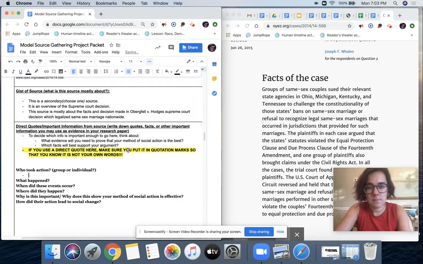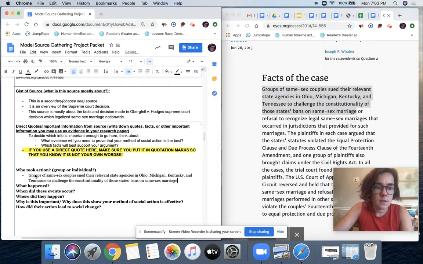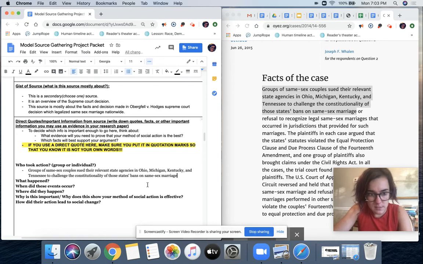And here I am, I'm reading it, and I see that, oh, groups of same-sex couples sued their relevant state agencies in Ohio, Michigan, Kentucky, and Tennessee to challenge the constitutionality of those states' bans of same-sex marriage. So, who took action? It's these people. Groups of same-sex couples that sued their relevant state agencies in these different states.